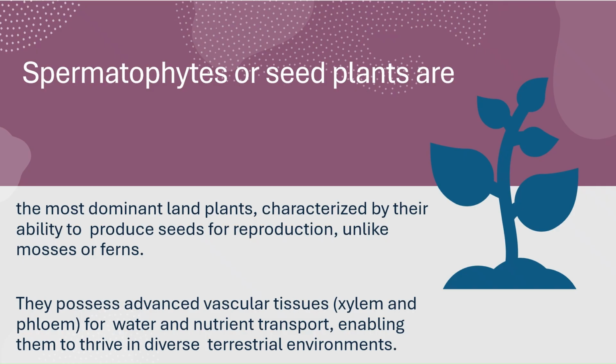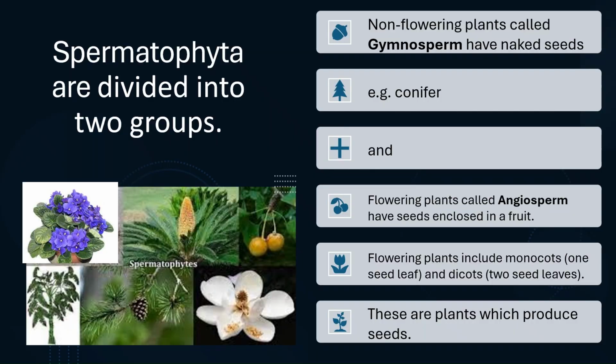Spermatophytes or seed plants are the most dominant land plants, characterized by their ability to produce seeds for reproduction, unlike mosses or ferns. They possess advanced vascular tissues, that is, xylem and phloem, for water and nutrient transport, enabling them to thrive in diverse terrestrial environments. Spermatophyta are divided into 2 groups. Non-flowering plants called gymnosperms have naked seeds, example conifers, and flowering plants called angiosperms have seeds enclosed in a fruit. Flowering plants include monocots, that is, 1 seed leaf, and dicots, 2 seed leaves. These are plants which produce seeds.